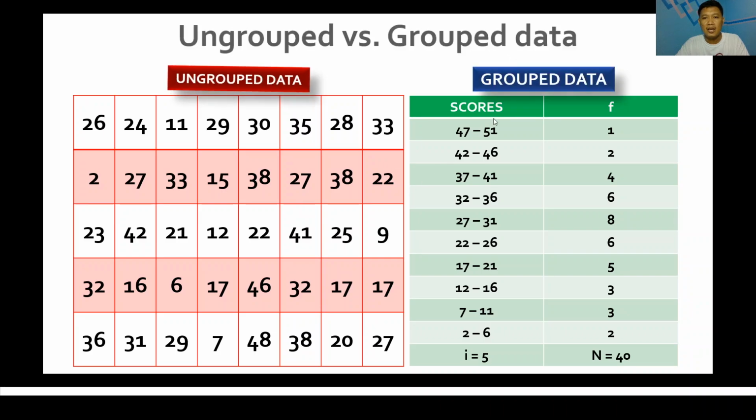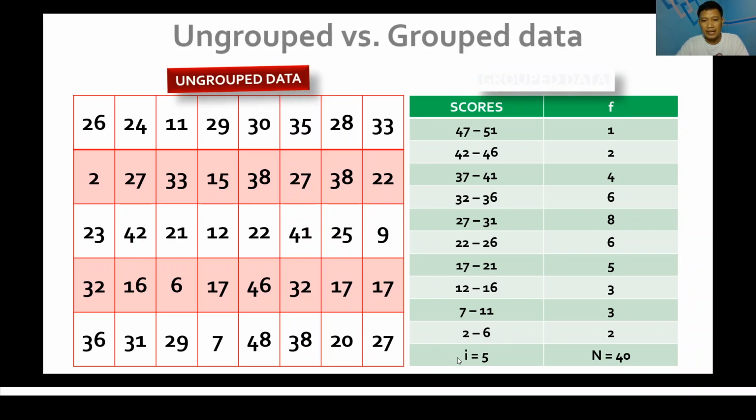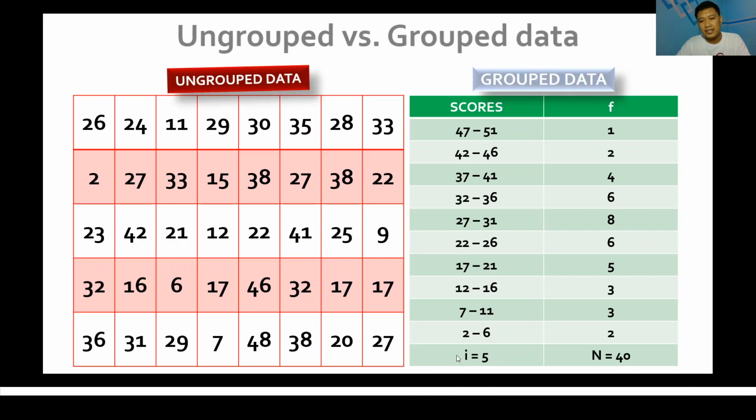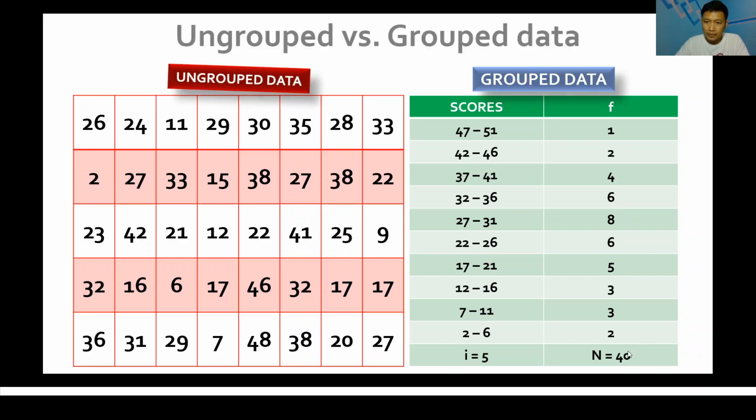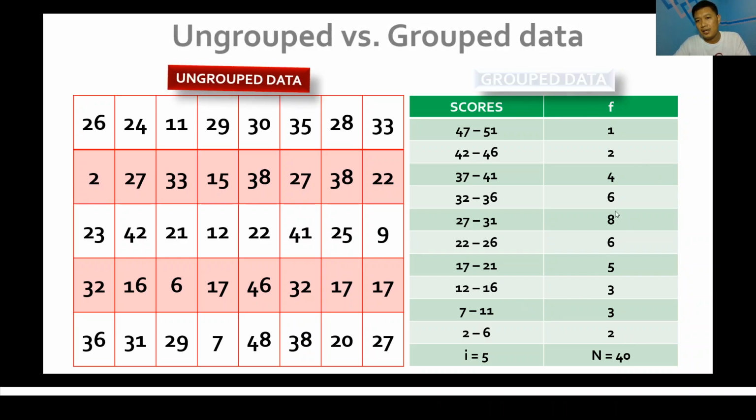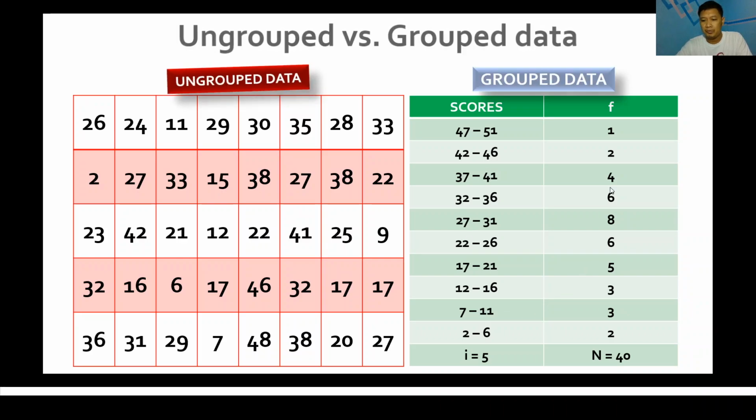Now, as you can see, we have here the classification of scores, wherein the size of the class interval is 5, and the frequencies are as follows, for a total of 40. So this presentation can be considered as group data.